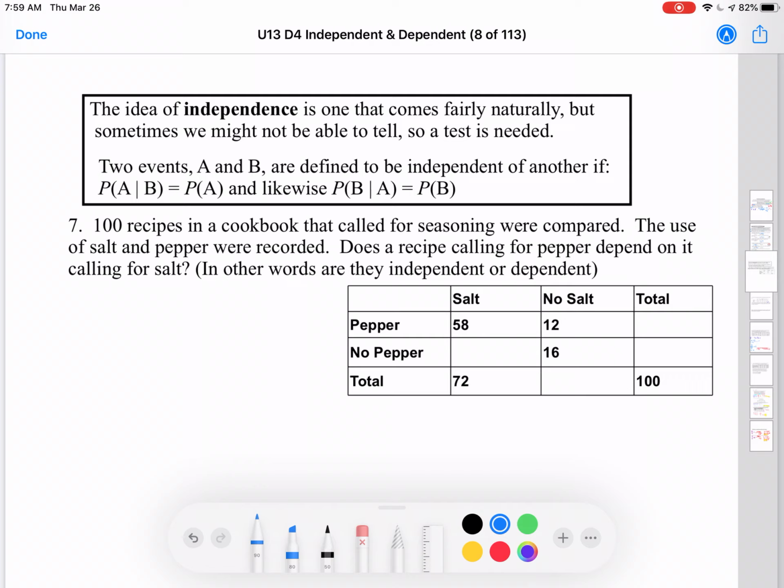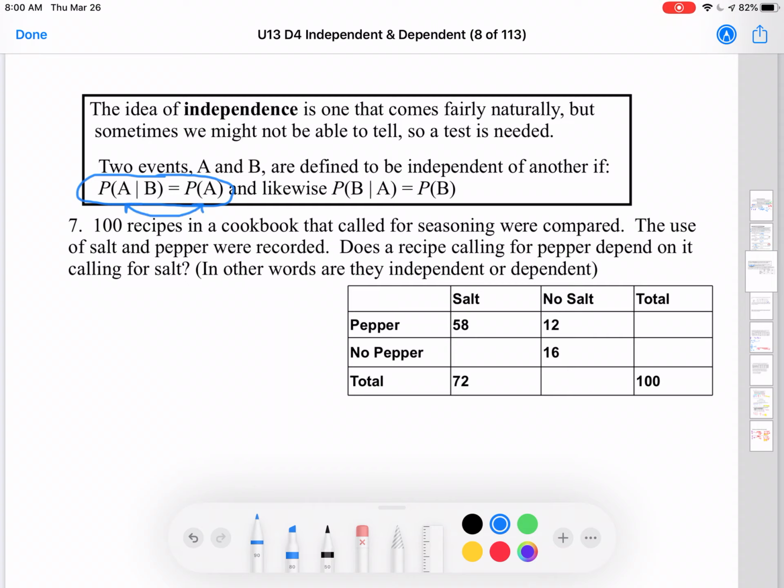How to get you to learn this, okay? All right, so it says the idea of independence is one that comes fairly naturally, but sometimes we might not be able to tell, so a test is needed. So it says two events, A and B, are defined to be independent if, okay, so if this is a true sentence, if the conditional is equal to the probability of the first one, then we say that they're independent.